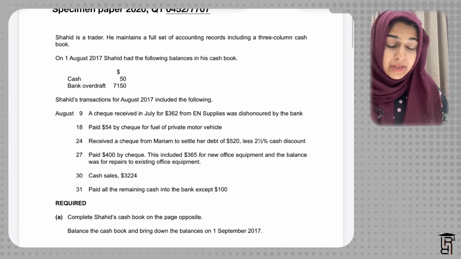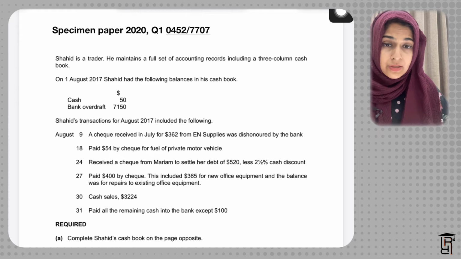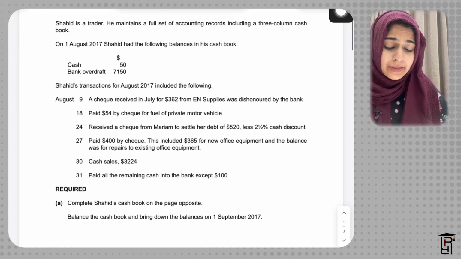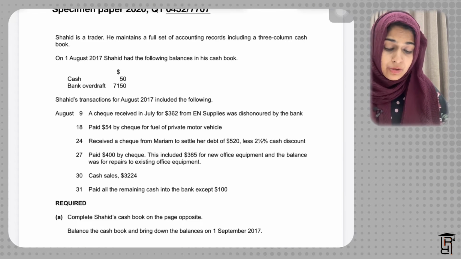The video that I'm making today is from the topic 3-column cash books, and this question is from the Specimen paper 2020, and it's basically question 1. It's for both IGCSE and O levels. They're saying here, Shahid is a trader. He maintains a full set of accounting records, including a 3-column cash book.